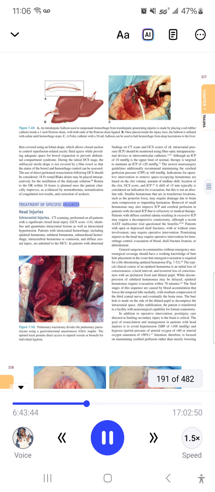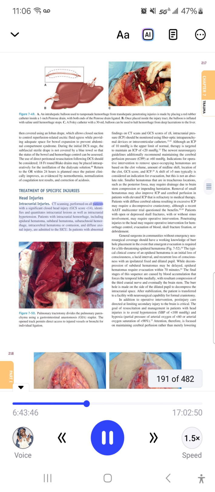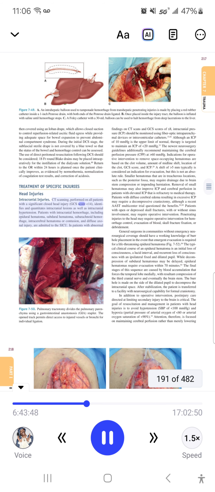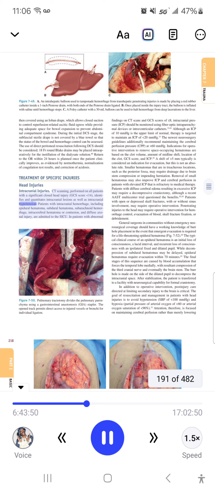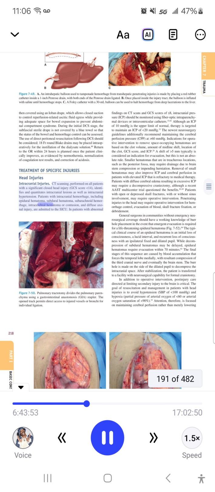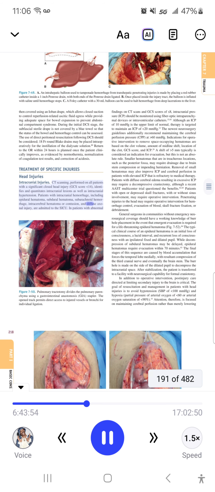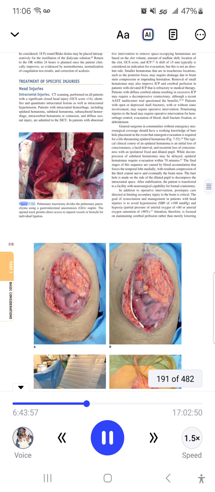Treatment of specific injuries: head injuries, intracranial injuries. CT scanning, performed on all patients with a significant closed head injury (GCS score 14), identifies and quantitates intracranial lesions as well as intracranial hypertension. Patients with intracranial hemorrhage, including epidural hematoma, subdural hematoma, subarachnoid hemorrhage, intracerebral hematoma or contusion, and diffuse axonal injury, are admitted to the SICU.